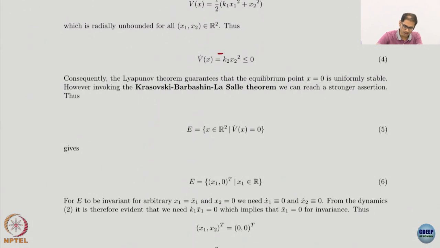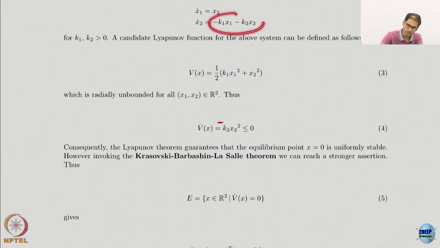So what is the set E now? The set E is just V dot equal to 0, which is the same, amazing, no? It comes out to be exactly the same. You just need all sets of the form x1 comma 0. Now I know x2 has to remain at 0 for all time, therefore x2 dot has to remain at 0 for all time, which means that minus k1 x1 minus k2 x2 has to be 0 for all time. Same logic, but x2 is already 0, so x1 also has to be 0 for all time.